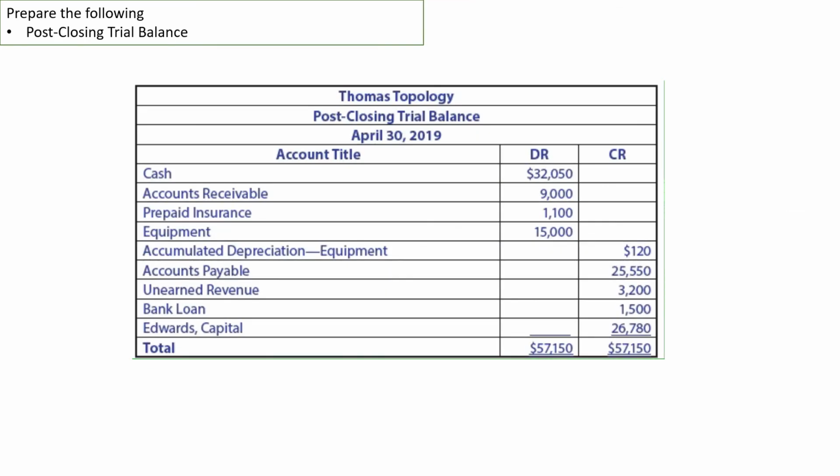The last step for this exercise is to create the post-closing trial balance. Now that we've closed all the revenue and expense accounts, we should not have any remaining. So therefore, we need to carry over our assets and our liabilities, and our closing capital should also equal our earlier adjusted trial balance. Again, you can validate that $26,780 to the statement of owner's equity.